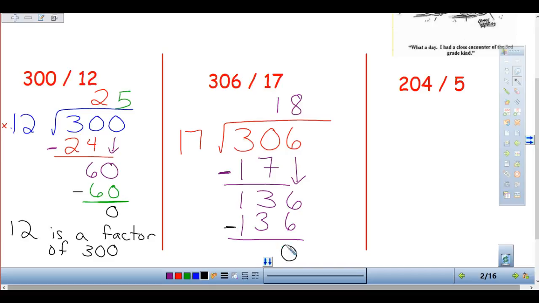You guys try this. Just give me the remainder. You don't have to make it a decimal. This one has a remainder. See if you can divide that one up, please.